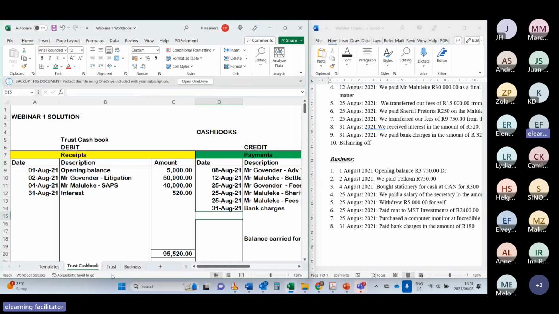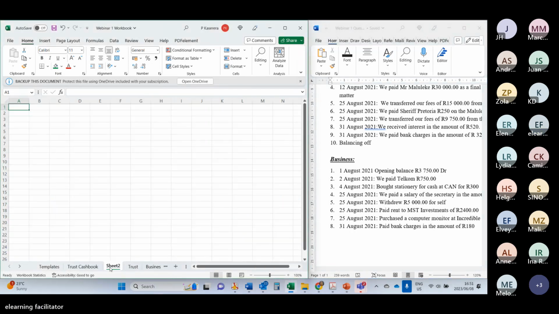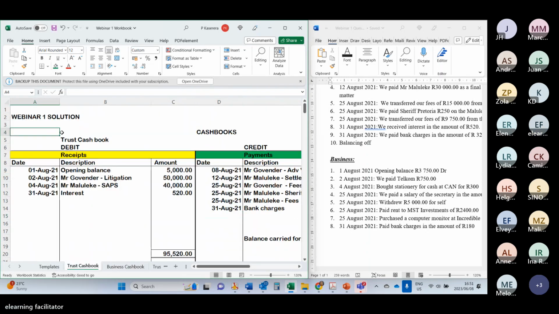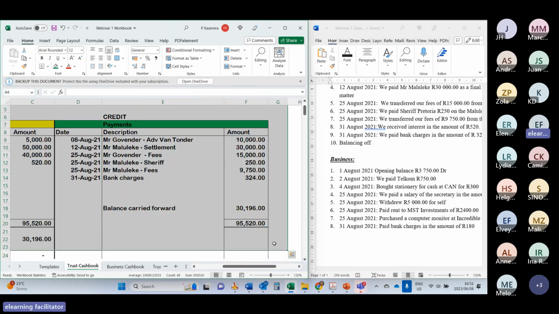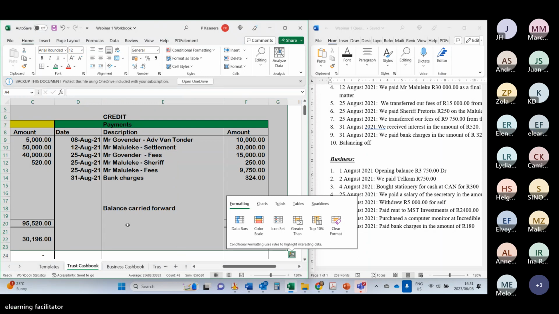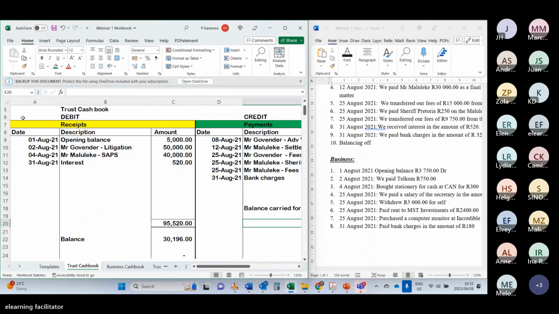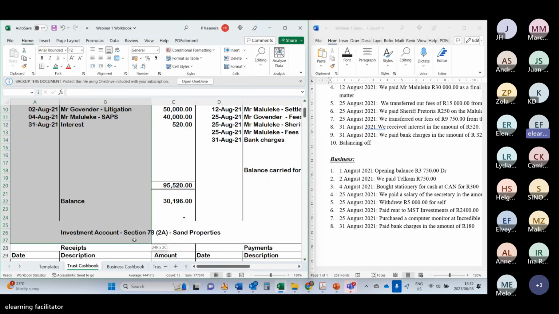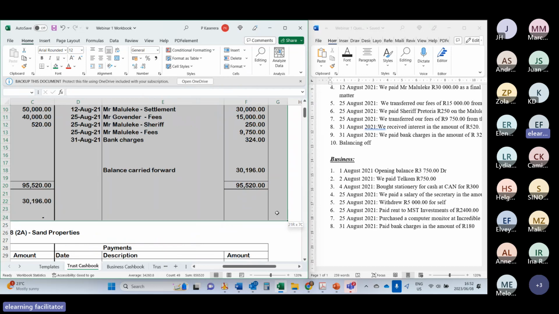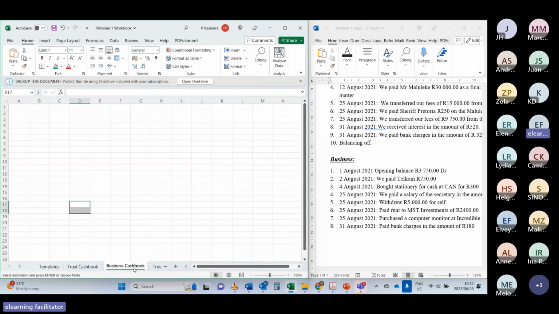So I'm going to add a sheet. This is going to be our business cash book. I'm just going to copy so that we don't waste our time. I hope you can see and follow, and that this is doable for you.